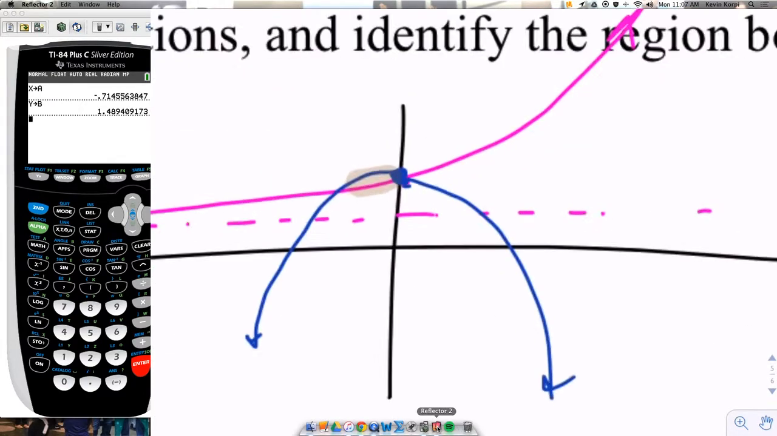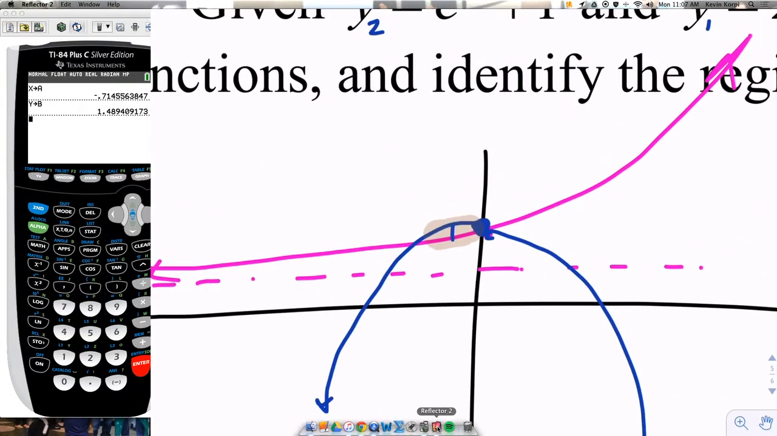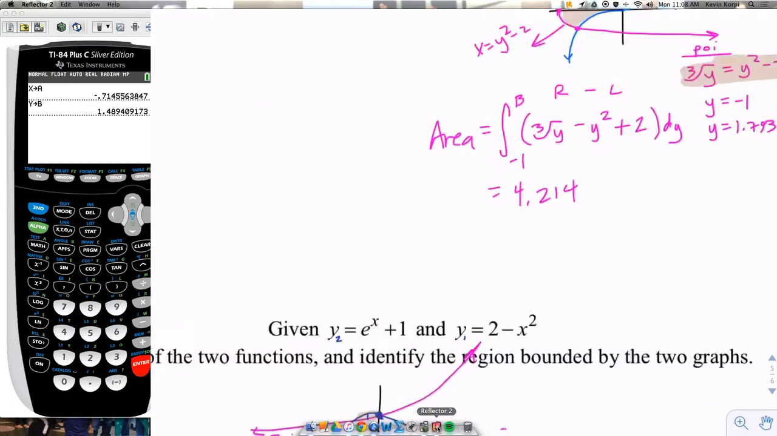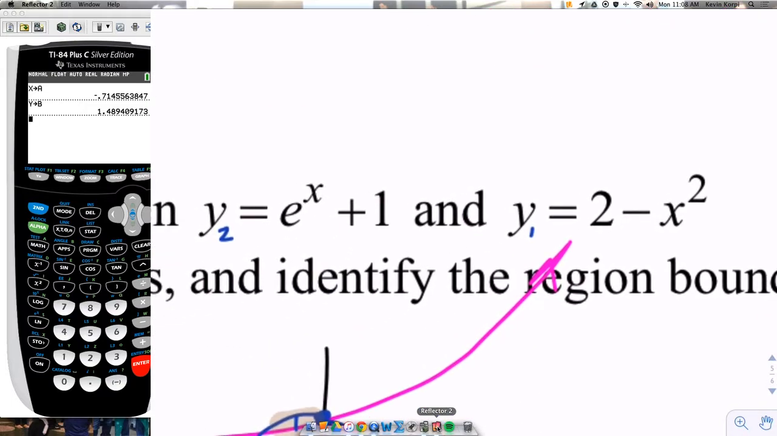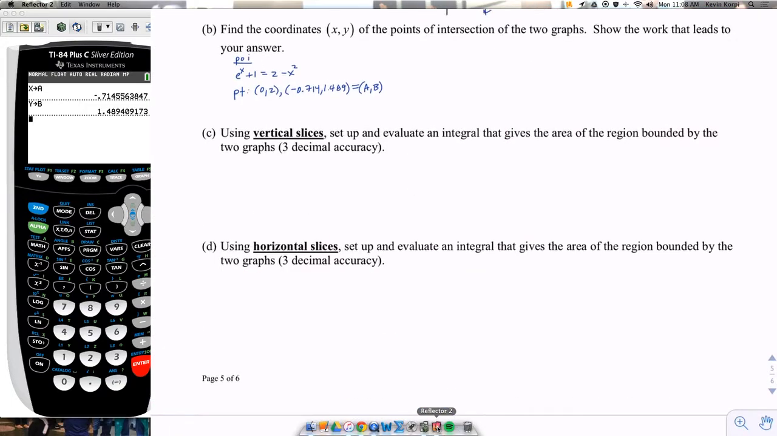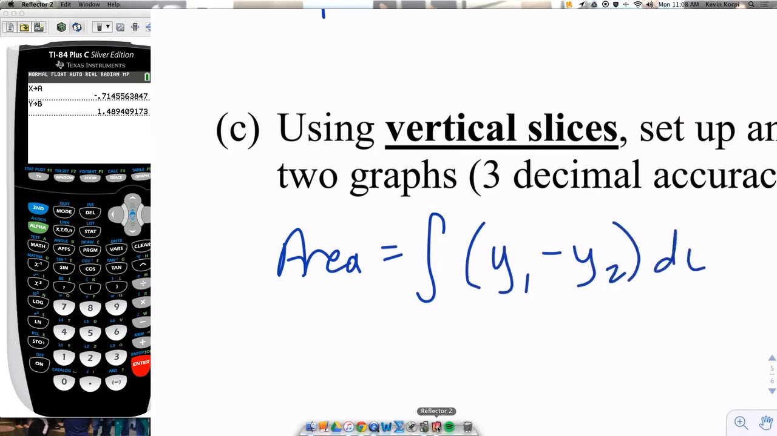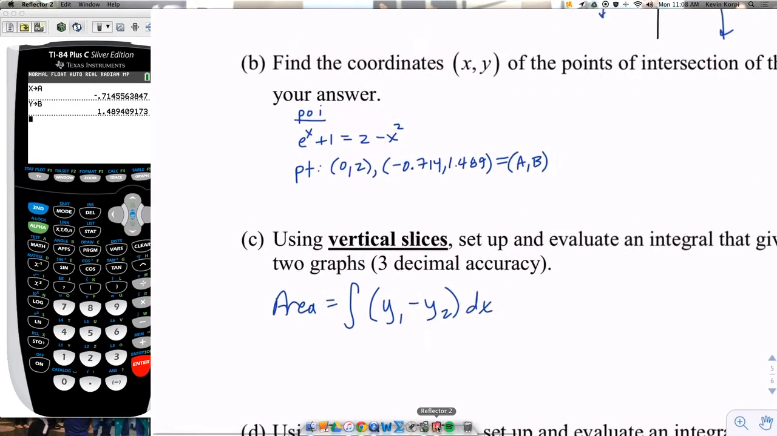All right, so if we come up here, vertical slices, there's my representative rectangle. I'm going to be slicing from left to right. Top curve is which one? The parabola, right? So that's the one that I'm calling now on my paper y sub 1. You may have called it the other way around. But here's what I would do on my paper. The area is going to be the sum of the infinite slices of the top curve, which is y sub 1, minus the bottom curve, which is y sub 2, dx.